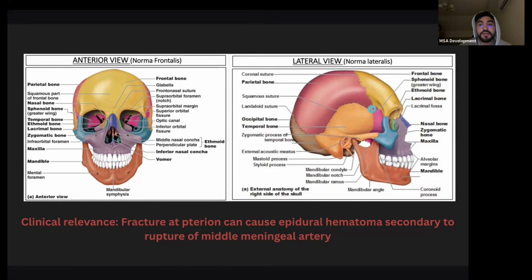A fracture to this area may lead to an epidural hematoma. All right. Why? Because just beneath it runs the middle meningeal artery. It's very important that you know this. A very common MCQ, SEQ, and OSPE question. Usually a scenario of a patient who had a road traffic accident and they fractured their petrous bone or their pterion right here. Epidural hematoma, middle meningeal artery.